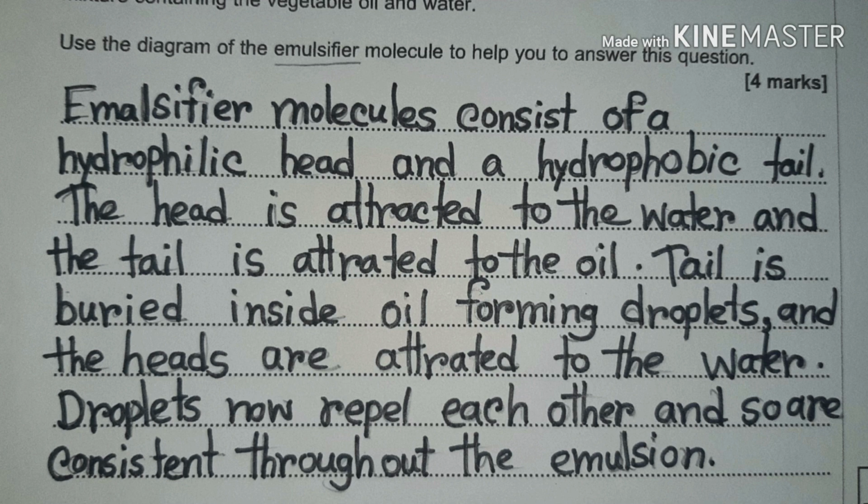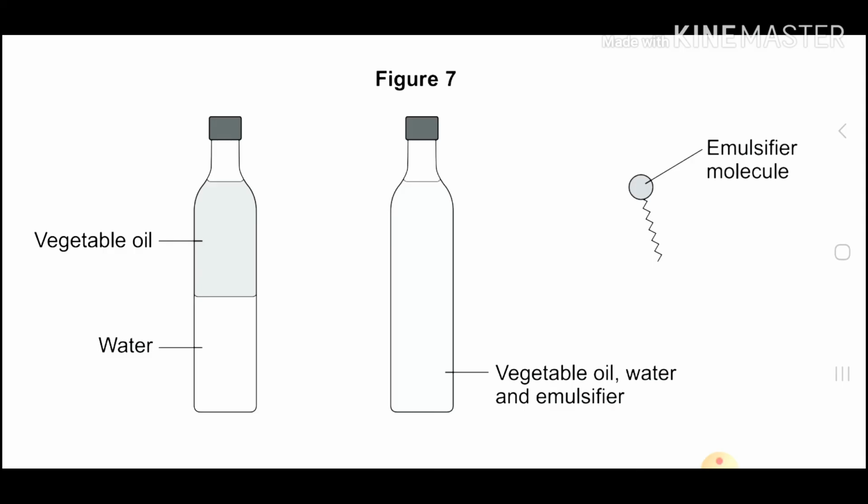So emulsifier molecules have a head, a hydrophilic end which dissolves in water. Emulsifier molecules have a tail, a hydrophobic end which dissolves in oil. So it forms a suspension of droplets of oil in water. Hydrophilic is the head of the molecule and hydrophobic is the tail of the molecule. So yeah, the droplets now repel each other and so are consistent throughout the emulsion.